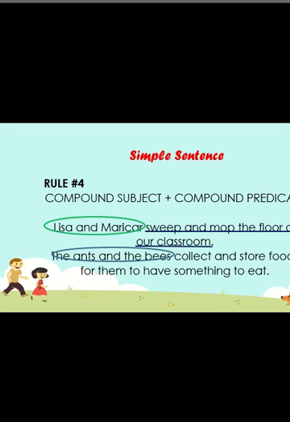And who can identify what are the predicates in the sentence? We have Erica. Okay. Collect and store. How many predicates do we have? We have two. Very good. Okay. Any more questions? Question? Wala? Okay.